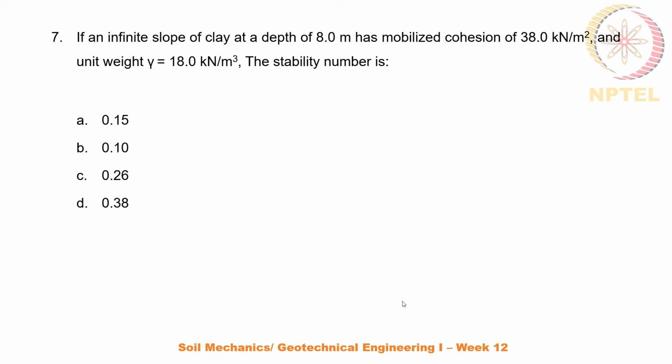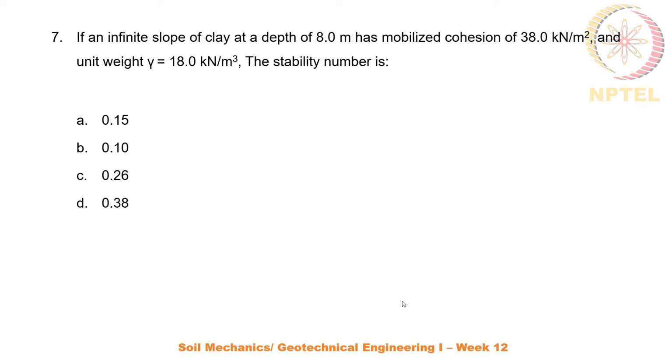It is found at a depth of 8 meter, the magnitude of mobilized cohesion is 38, and the unit weight is 18 kilonewton per meter cube. We are asked to determine the stability number. Option A, 0.15, option B, 0.1, option C, 0.26, option D, 0.38.